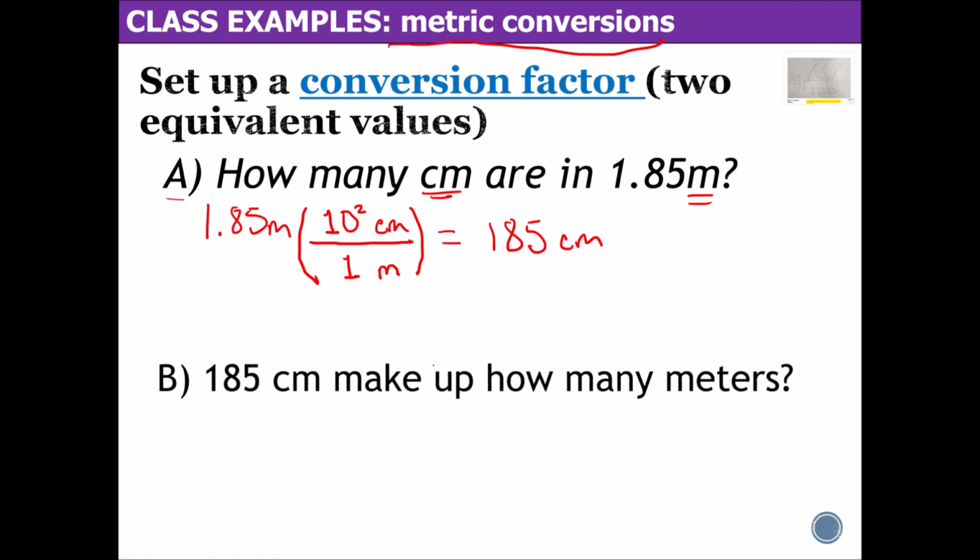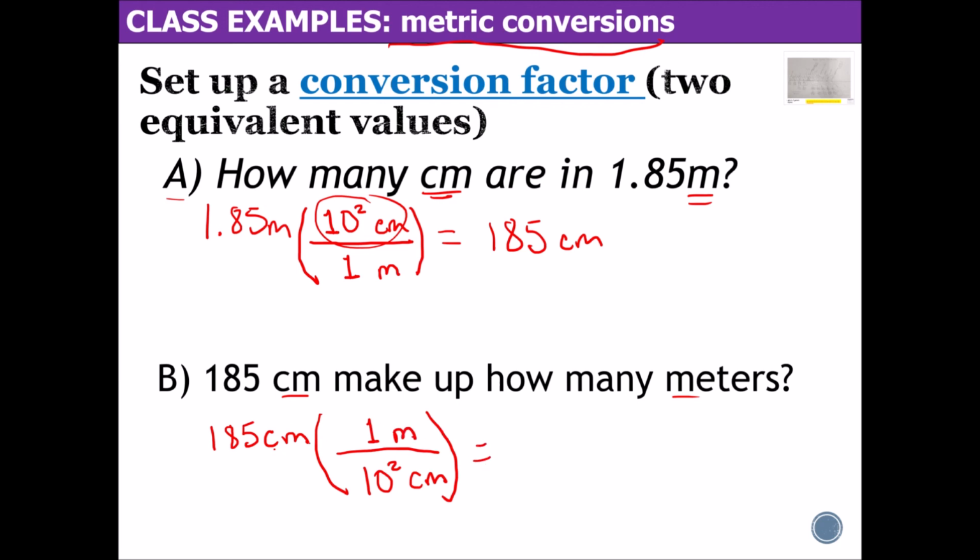Okay, 185 centimeters make up how many meters? Write down what's given. This is your starting factor. We need a conversion factor. We have centimeters, meters. Which one is smaller? That's correct. Centimeters is smaller, so we will have more of them. How many more? Well, as we determined before, 100 centimeters make up 1 meter. Now, because I'm starting with centimeters, I'm going to put that on the bottom this time. And I will put 1 meter on the top. These are equivalent values. This is a conversion factor.